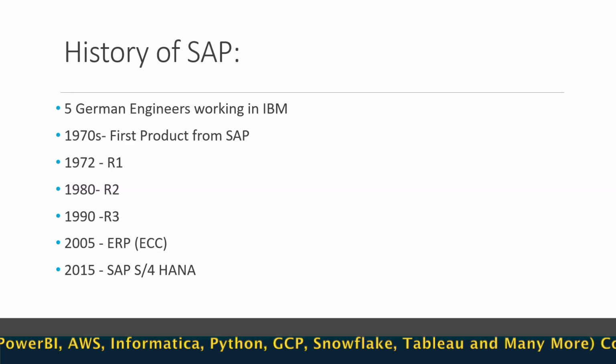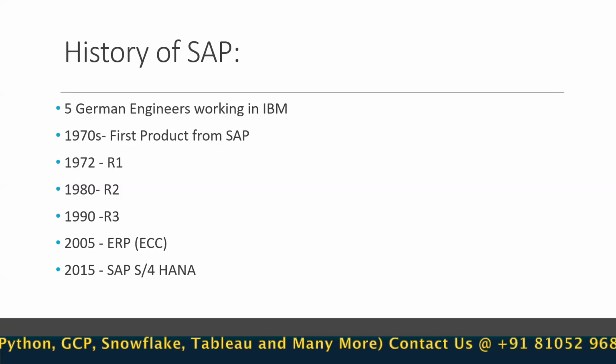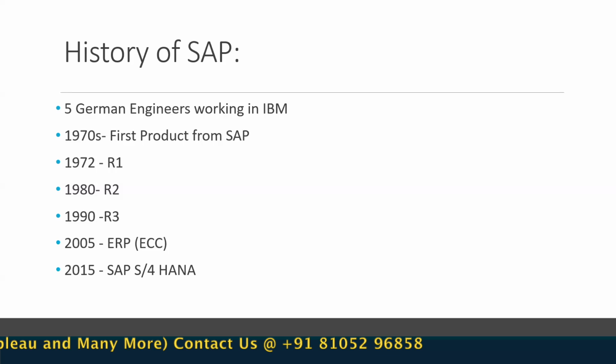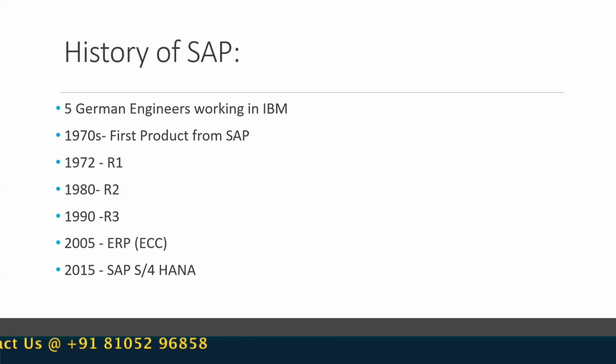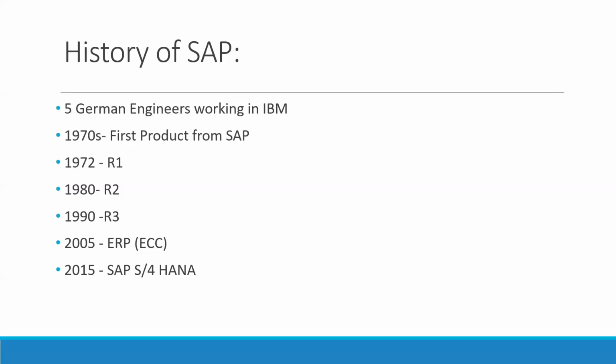They found it very interesting. They thought that if it is going to be in the market, it will be a great achievement for a company to use the same software in all the departments of a company. But then that client rejected it because they were not interested in developing it. So these five people resigned from IBM and started their own company, SAP, on 1st April 1972.